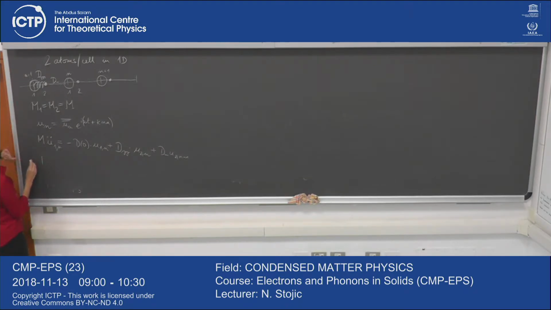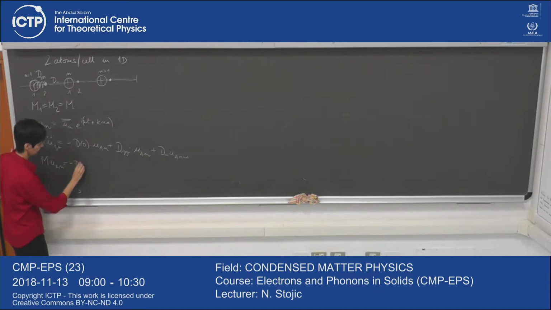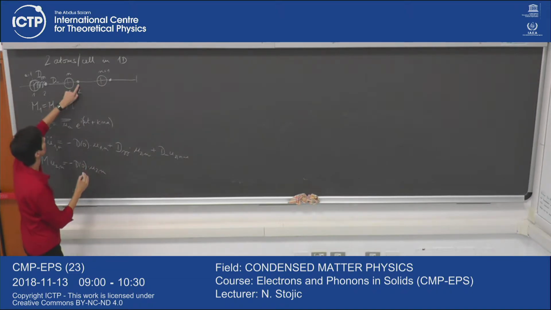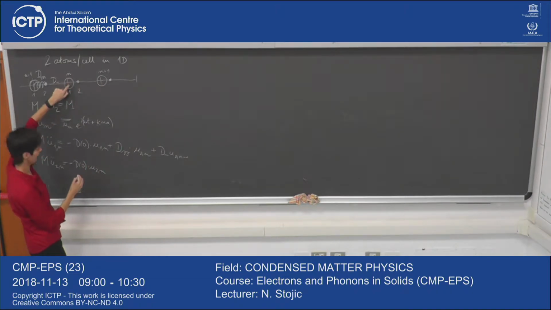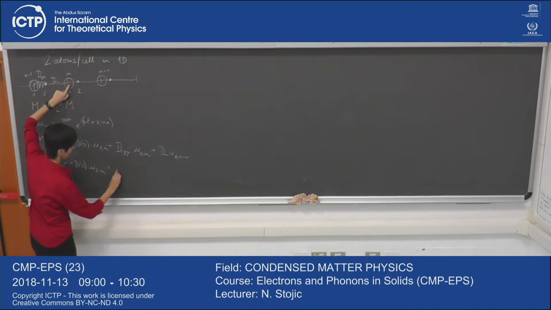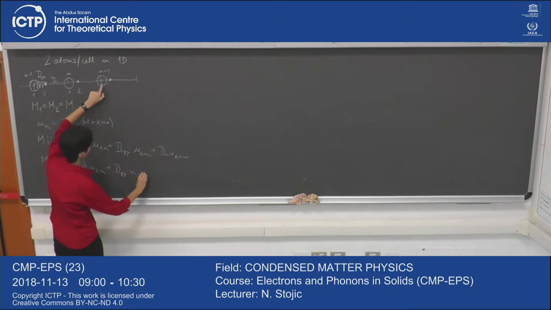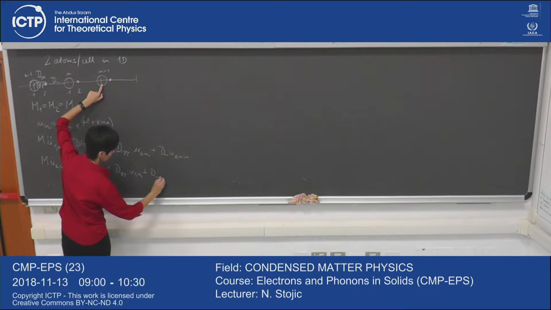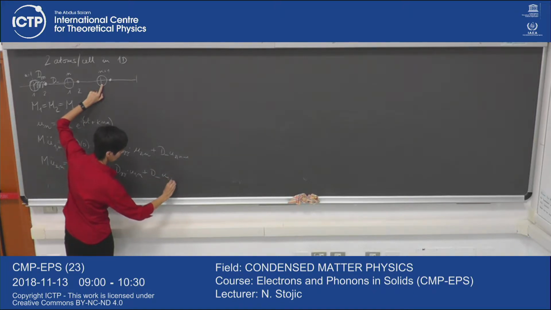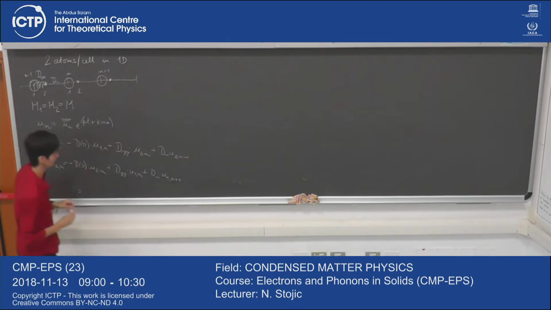And the same can be written for atom 2. So this atom here interacts with atom 1 in the same cell via the strong force constant, and with the weak one, with atom 1 from the cell +1.